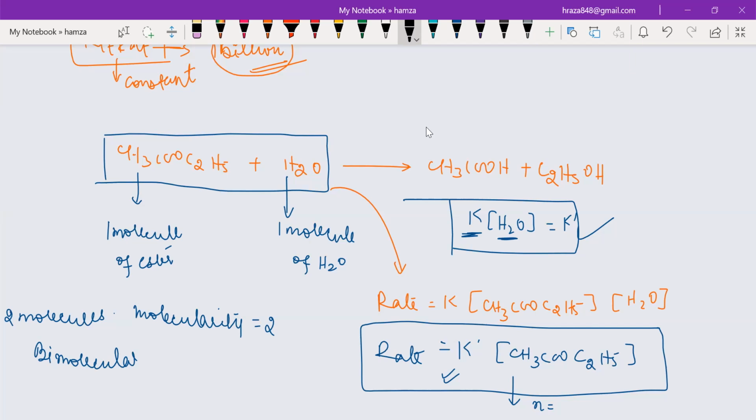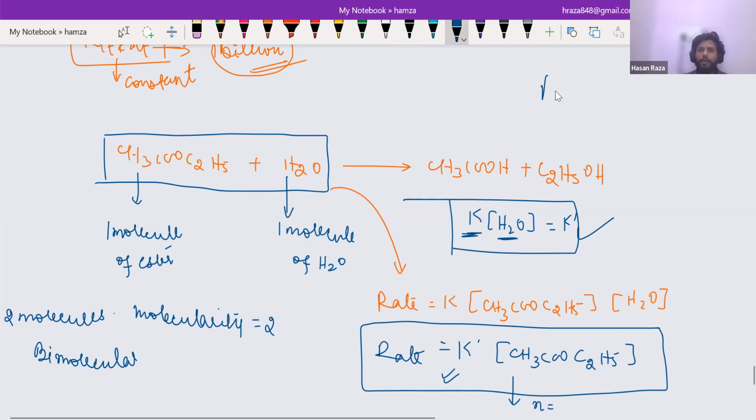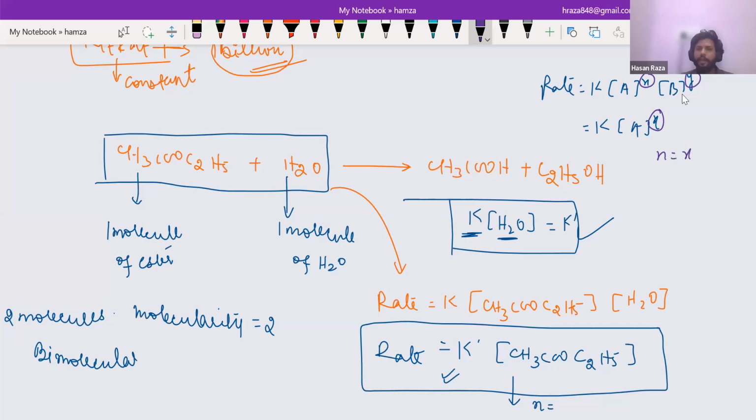No, sir. Oh, it's very bad. What I told you: if any rate law expression is given like K into A raised to the power x and B raised to the power y, or K into A raised to the power x only, what you need to do? Order of reaction is the sum of powers. Here the order of reaction is x, here it is x plus y, and here the order of reaction is 1. Please do write it.